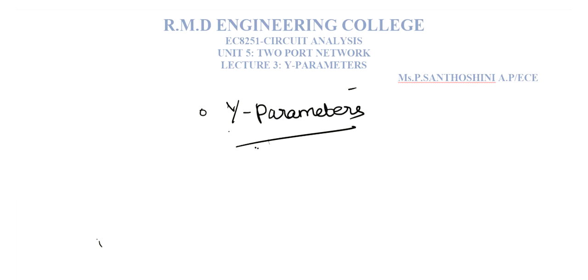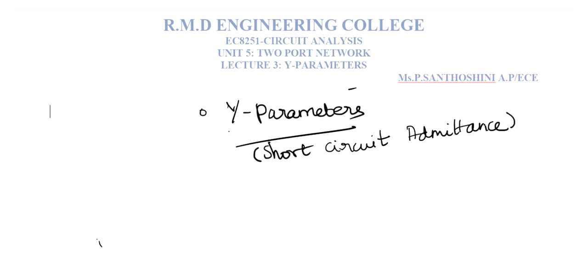Initially, before starting, we have to know the other name of the Y parameters. The Y parameters are nothing but short circuit parameters, and before that, the Z parameters we called open circuit. Now it is definitely short circuit. That was impedance, now it is called admittance. That's why we are using the letter Y. It is quite the opposite of your Z parameters.